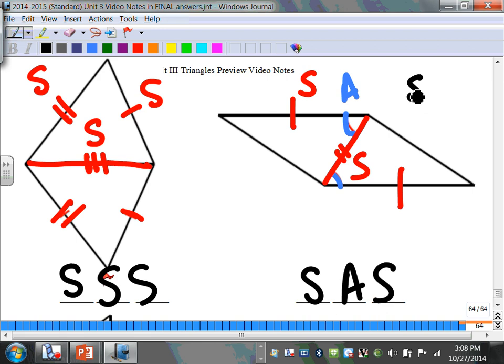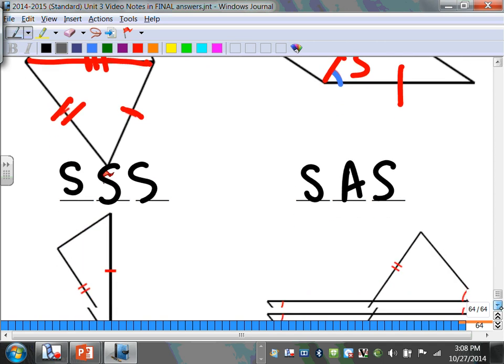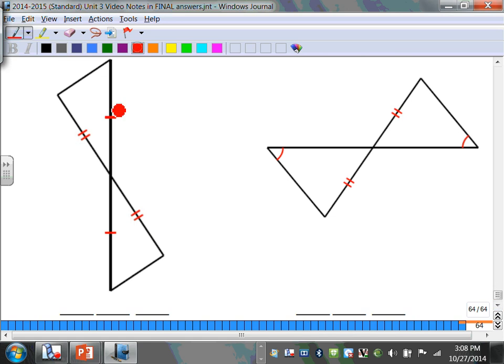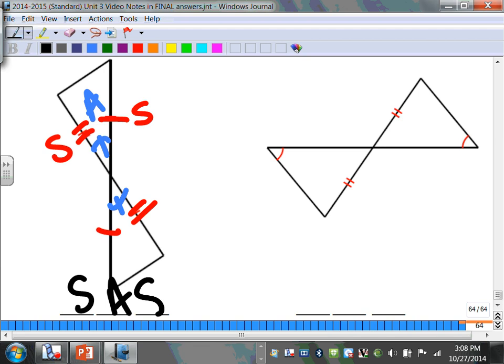Okay, this is not side, side, angle. That angle is sandwiched between the sides. If it's spelled side, side, angle, we call that the ambiguous case, and it doesn't work, but this one does, because the angle is squeezed between. Let's take a look at these two. We have a pair of sides, and we have another pair of sides, and then we have the bow ties in the middle. So technically, this is also side, angle, side.